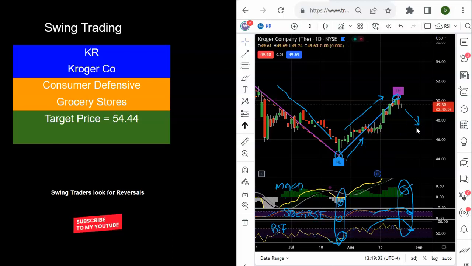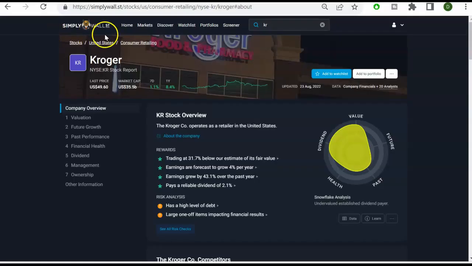Let's do a little more reading about Kroger using Simply Wall Street, which again is mostly free. And Simply Wall Street is very graphical. That's one of the reasons why I like it. And underneath the free version, you can get this. There's a lot of information. This is the Snowflake. It's undervalued by 38%, 31%.